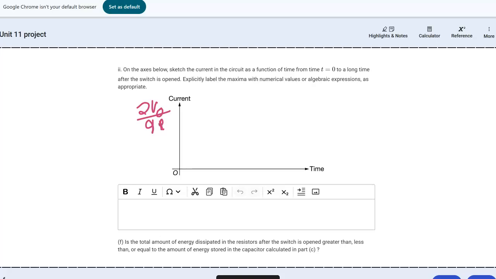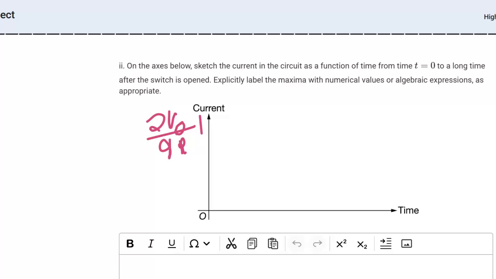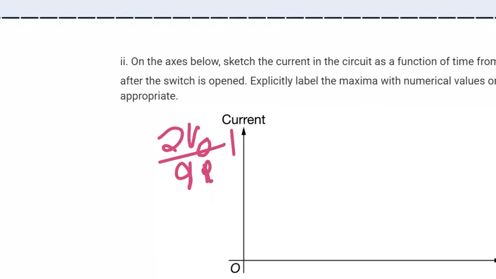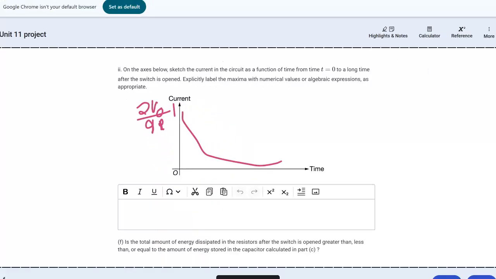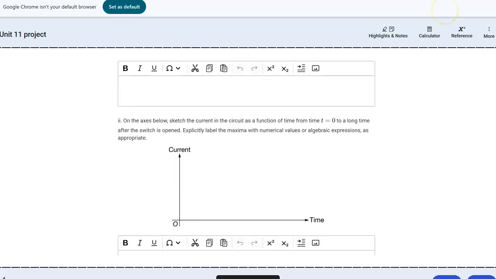And then that's going to exponentially decay. It would look something like that. I can't draw it well on the computer, but you get the idea. It would exponentially get smaller and smaller, and then it would approach 0. It has a horizontal asymptote.